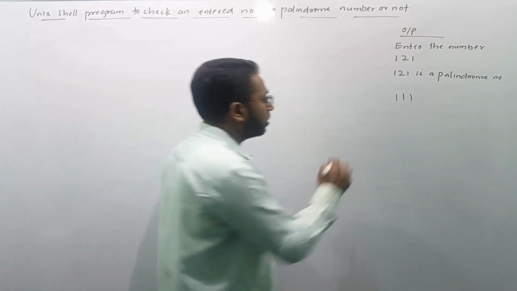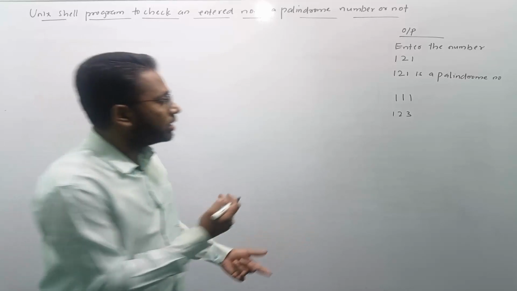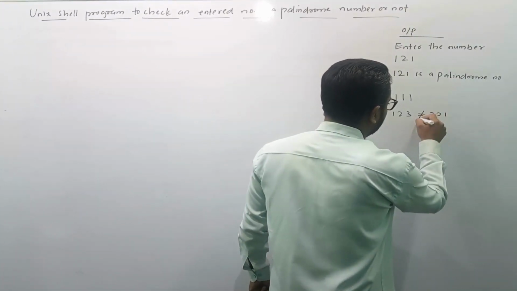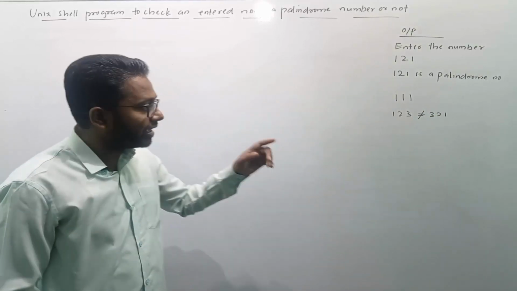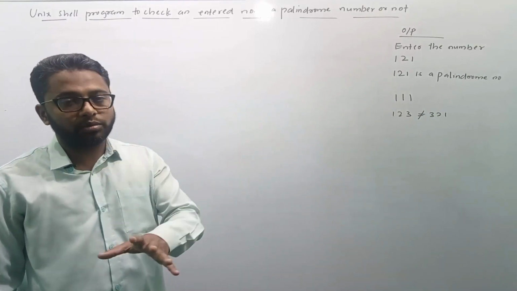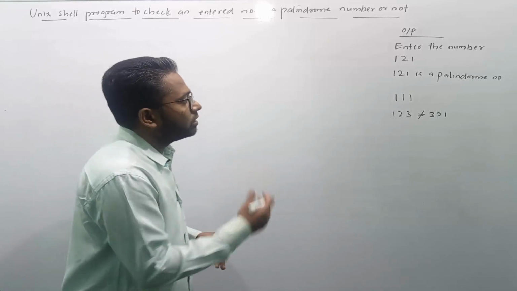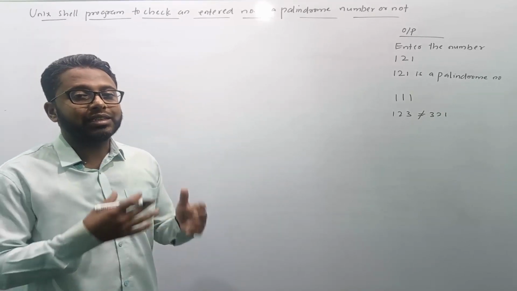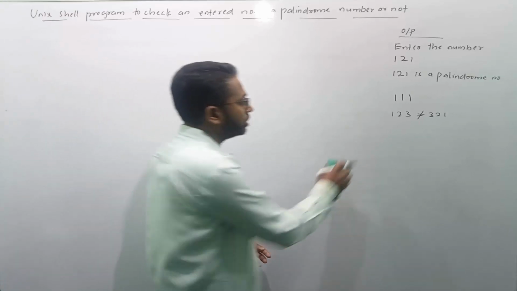Here I have the number 123. If I reverse each and every digit of this number, I will get 321, which is not equal. So we cannot say 123 is a palindrome number. To check whether an entered number is a palindrome number, we need to design the logic. So how can we write the logic for this program?